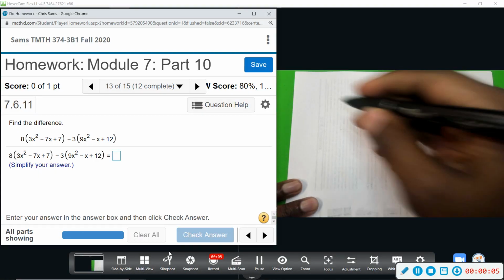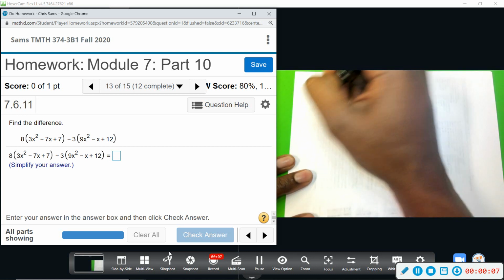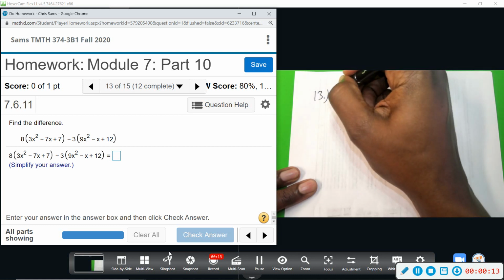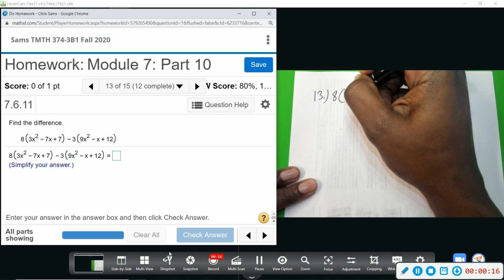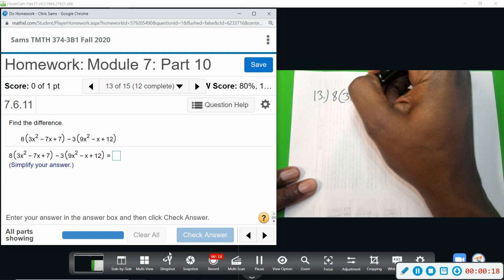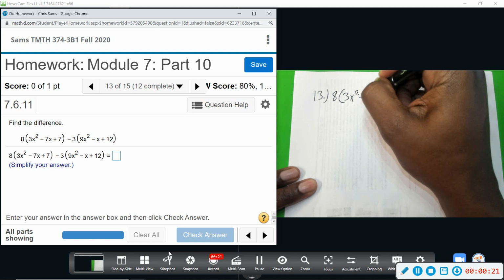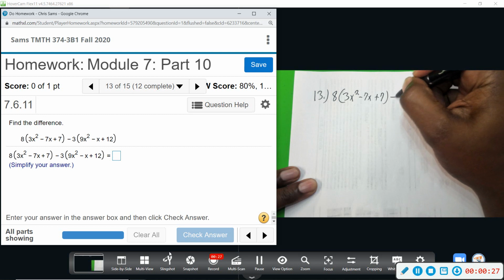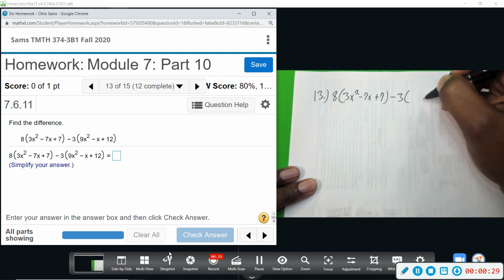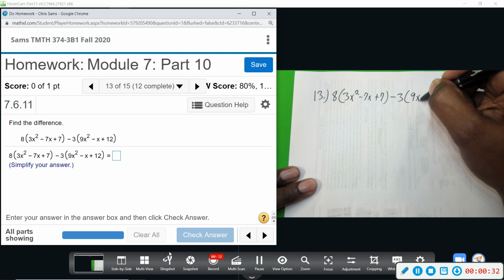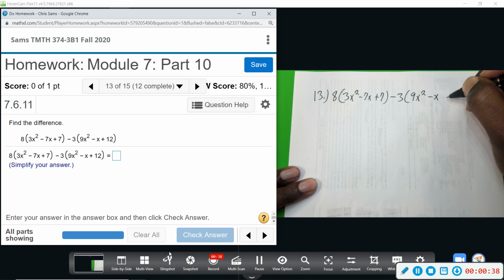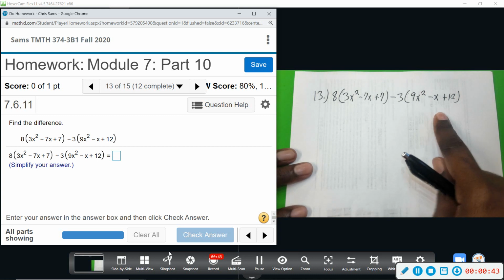Number 13, I'm going to be distributing on both and then combining like terms. So we have 8 outside parentheses, and then we have 3x squared minus 7x plus 7, minus 3 outside parentheses, and then inside 9x squared minus x plus 12. So we're going to distribute both sides and then combine.